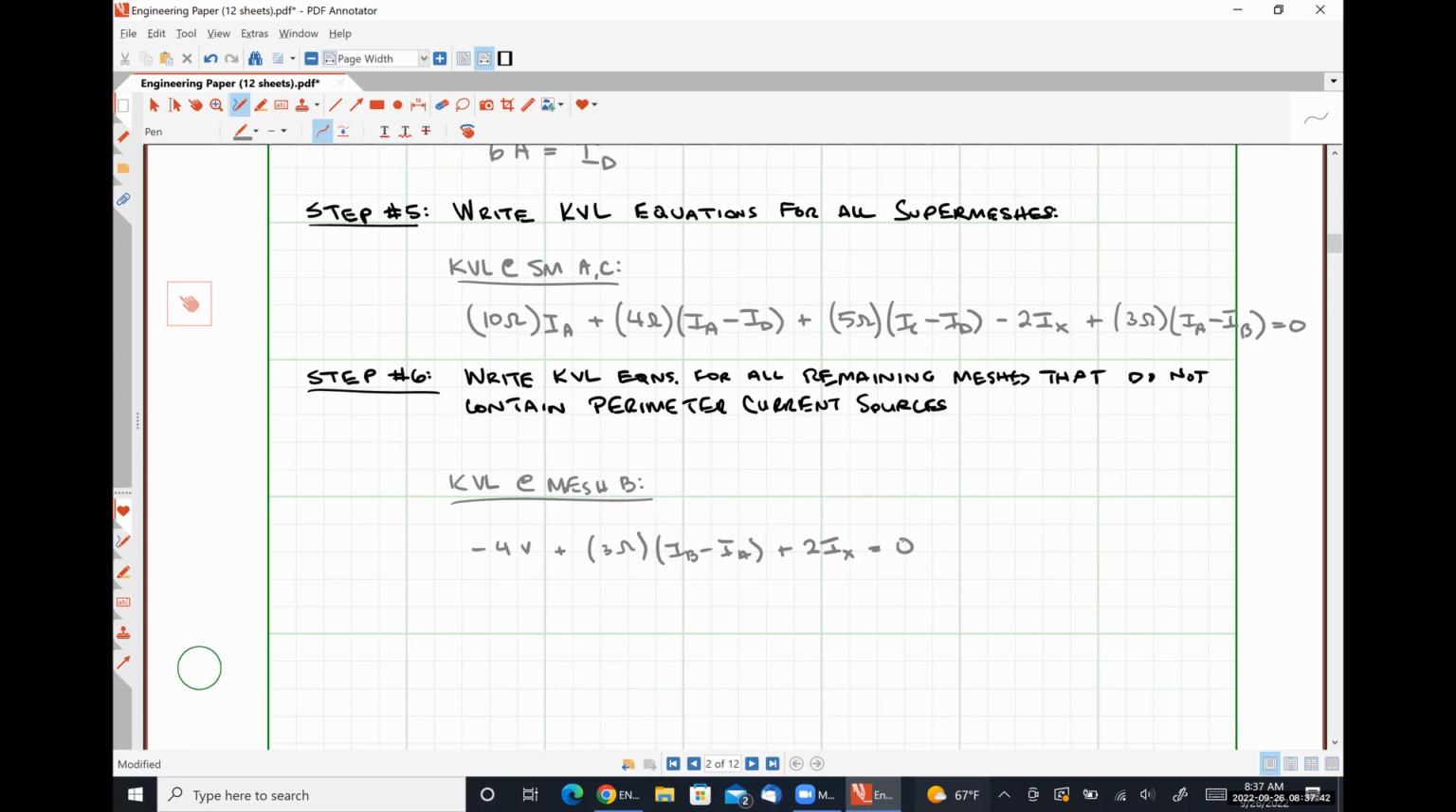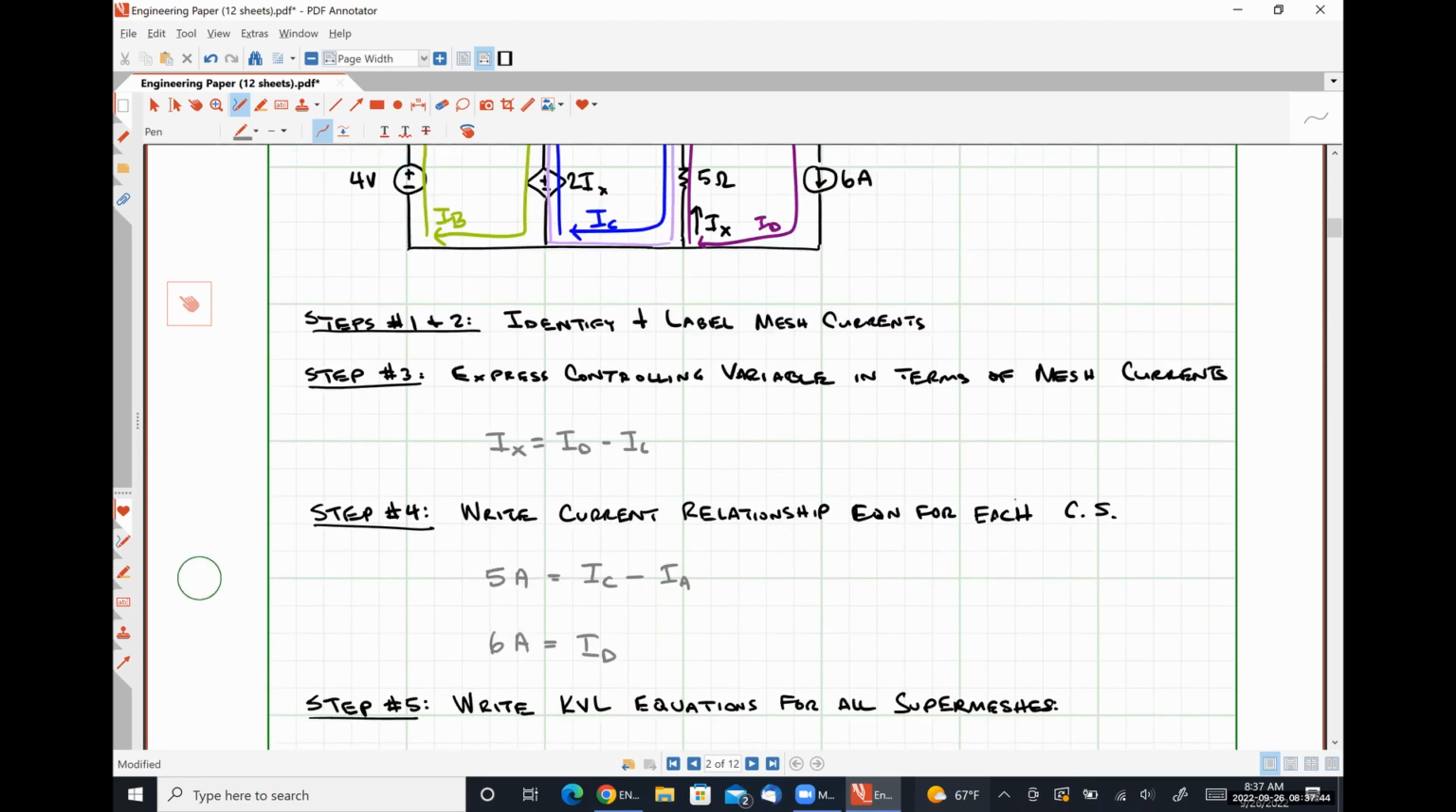And equal to 0, right? Yep, only the 3 terms. All right.